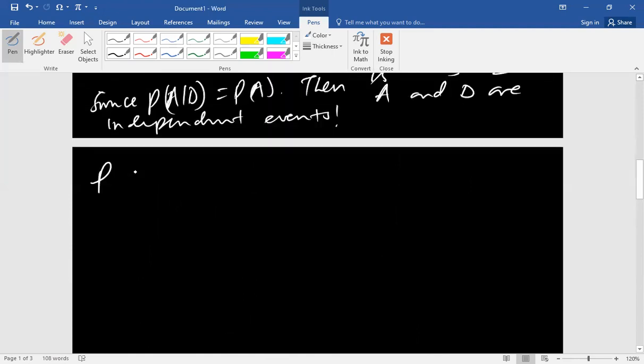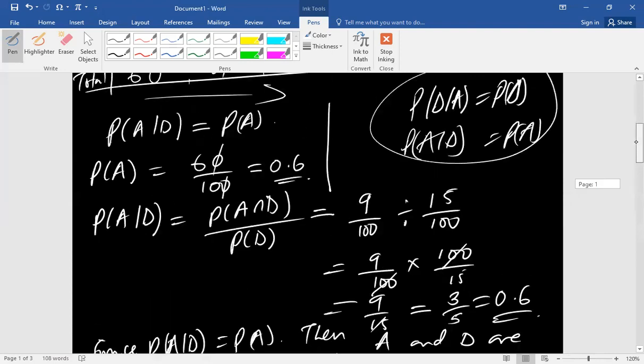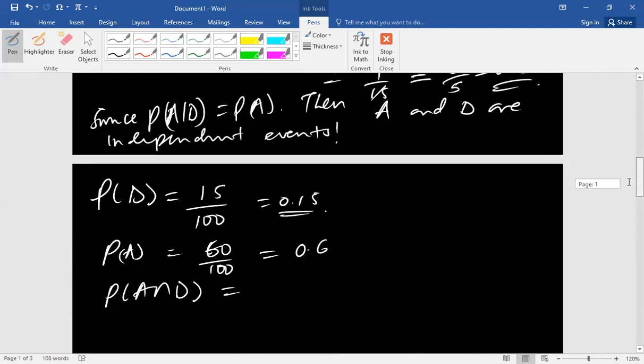So the probability of D is equal to what? Since this is for defective and there are 15 defective, it's 0.15. And then the probability of A is 60 over 100, which is 0.6. And then the probability of A intersection D is, going to the intersection part, 9 over 100, which is 0.09.